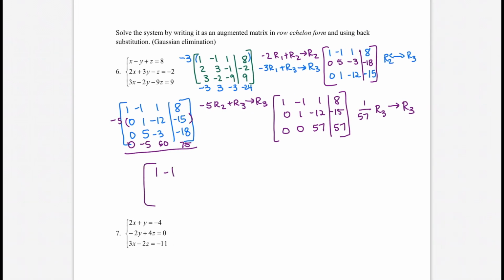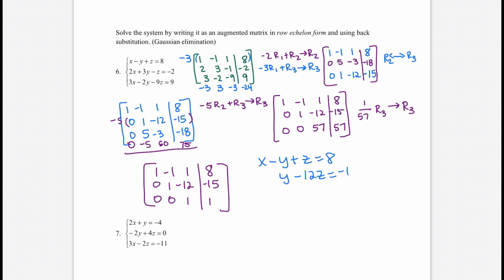And this gives us 1, negative 1, 1, 8, 0, 1, negative 12, negative 15, and 0, 0, 1, 1. Okay, now that we have it in row echelon form, we are going to use back substitution. We have x minus y plus z equals 8. y minus 12z equals negative 15, and then we know that z equals 1.